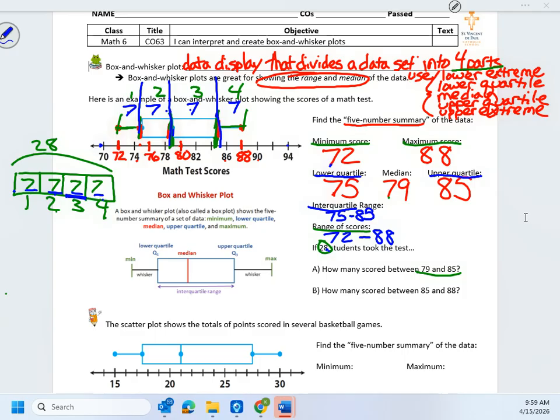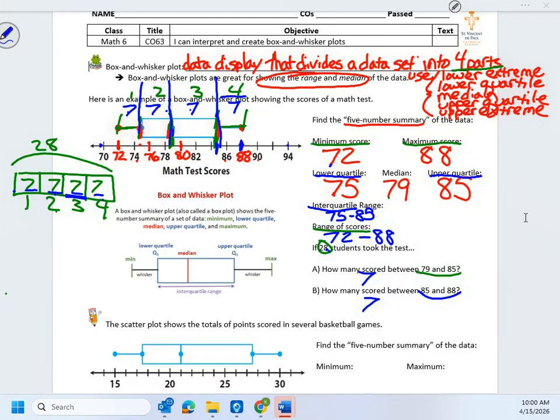Then you look at the sections they're asking you about, between 85 and 88. So I look here between 85 and 88, oh, look at that. It's a section. How many scores are between 85 and 88? How many are in that section? I should see every hand up. How many are in section 4? Alex? 7. So each small section has 7.